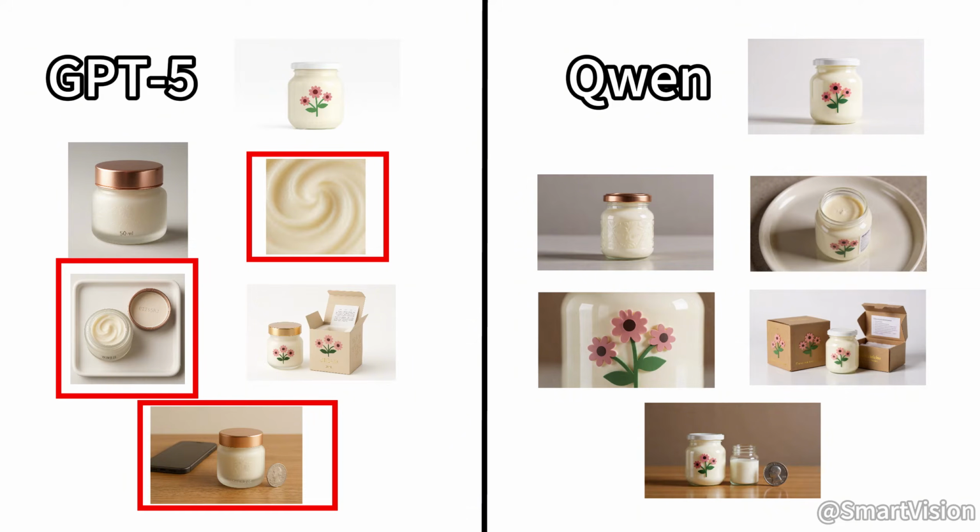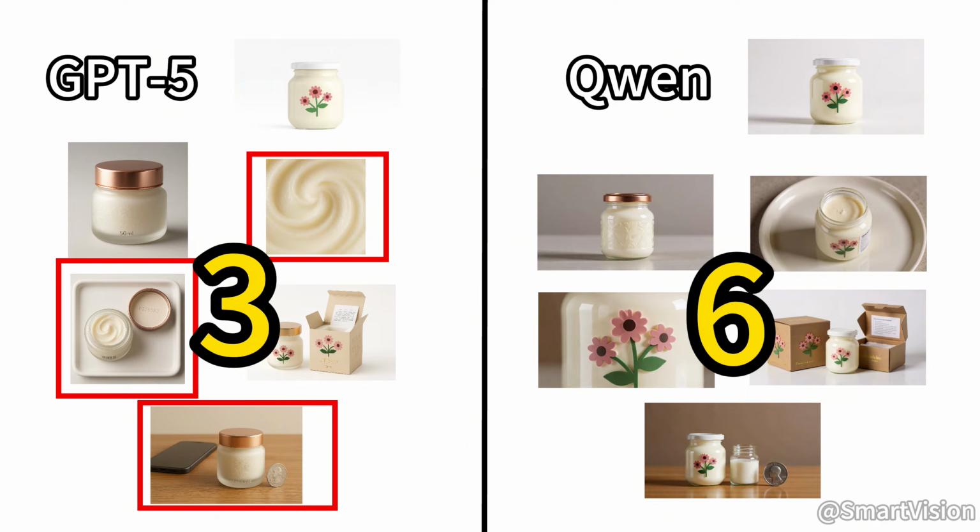GPT-5 made a typical misunderstanding. It placed cream texture details onto the jar body and altered the jar shape in the size shot. In this case, Qwen was clearly closer to what we needed. So here, I'm giving Qwen 6 points and GPT 3 points.